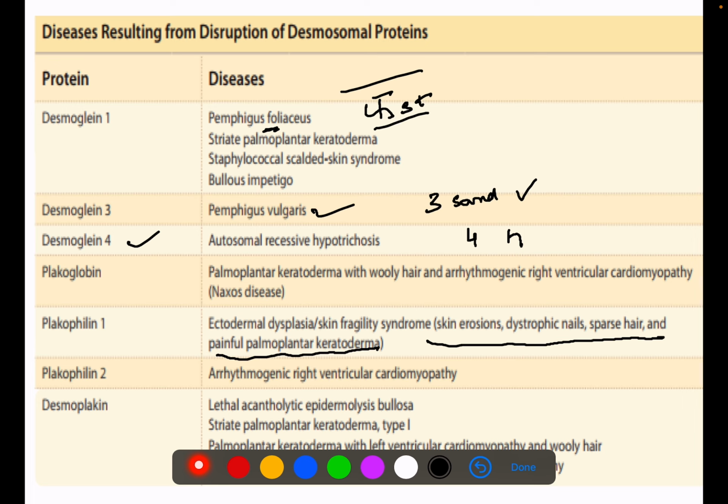So this one is required. Plakophilin 1: ectodermal dysplasia or skin fragility syndrome, SFS. Remember this one: desmoplakin, lethal acantholytic epidermolysis bullosa, striate palmoplantar keratoderma.